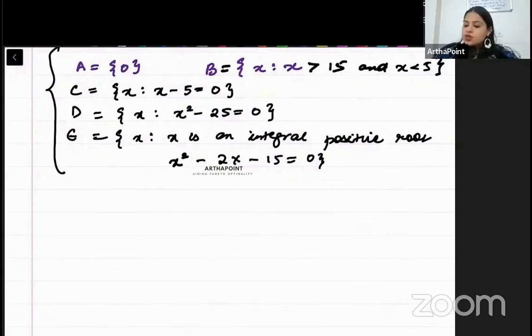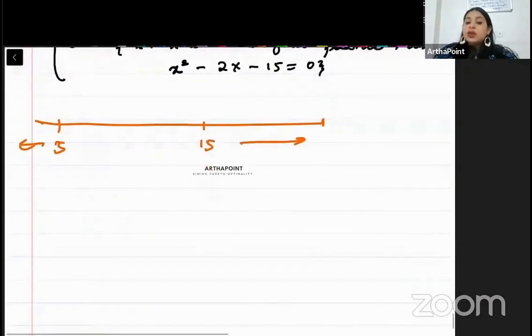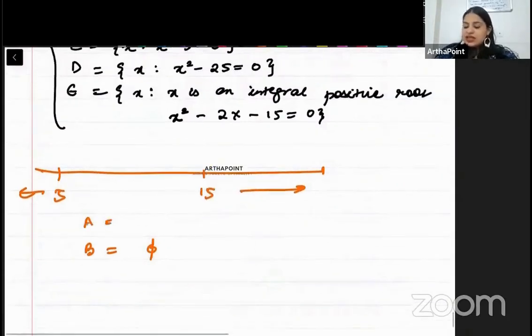Second देखो. So X has to be greater than 15 also and less than 5. ऐसे तो possible नहीं है ना कि एक ही वो नंबर हो जो 15 से बड़ा भी हो और 5 से कम भी हो. It is not possible. So we know that B is a null set. B is a null set. Clear हो गया?